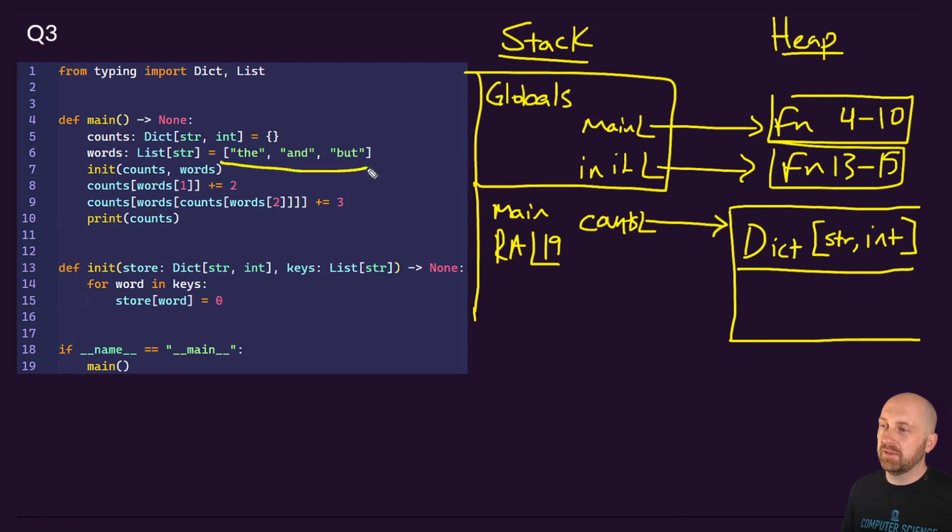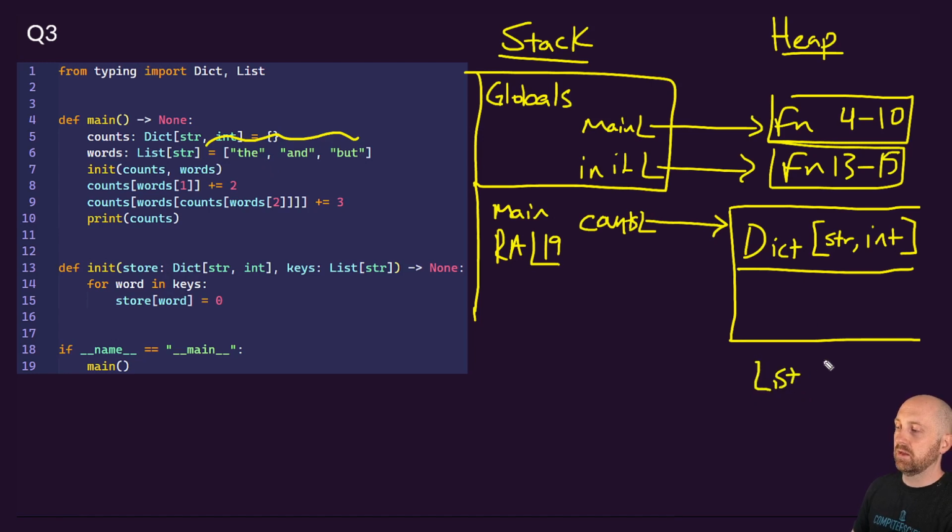Well, we see on the right-hand side another initialization statement. We're saying words is going to be a variable whose type is a list of strings, and it's assigned initially this list of string literals: the, and, but, right? You always want to evaluate the right-hand side of your assignment statements first. So now we're going to set up an object that's a list of type string, and it's going to have 3 values in it.